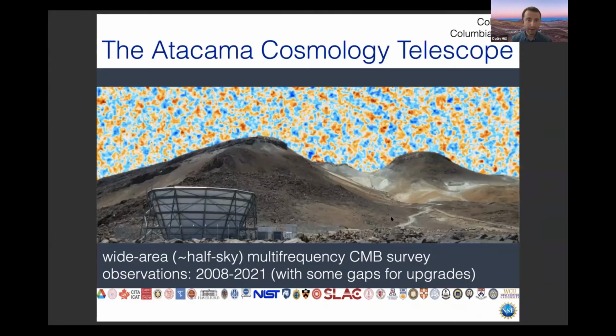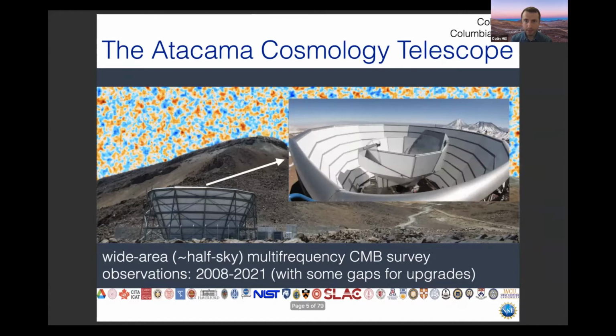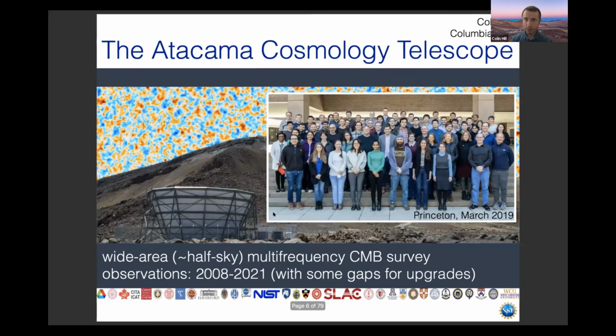In case you haven't heard of ACT, it's located in the Atacama Desert in northern Chile. This is the ground screen around our telescope. There's the actual telescope itself inside. We've surveyed about half the sky now with ACT, basically everything that you can see from Chile. We have good data from 90 to 220 gigahertz, and then we have a low frequency receiver that's on the telescope now, observing at 30 and 40 gigahertz. So five total frequency channels available soon. We've been observing for almost 15 years at this site. Here's a picture of the group at our last in-person meeting a couple of years ago.